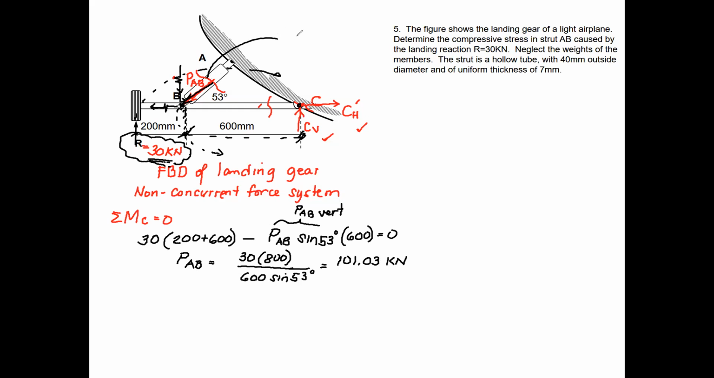If I take the cross section of the strut, according to the problem, it is a hollow strut, so a hollow tube or hollow pipe. The outside diameter is 40, while there is a uniform thickness of 7 millimeters. Okay. Next, Ursolino. Can you solve for the stress now? Determine the compressive stress, so the stress in AB. Ursolino. Yes, ma'am. Okay. How do you define stress, Ursolino? What is the formula for stress?